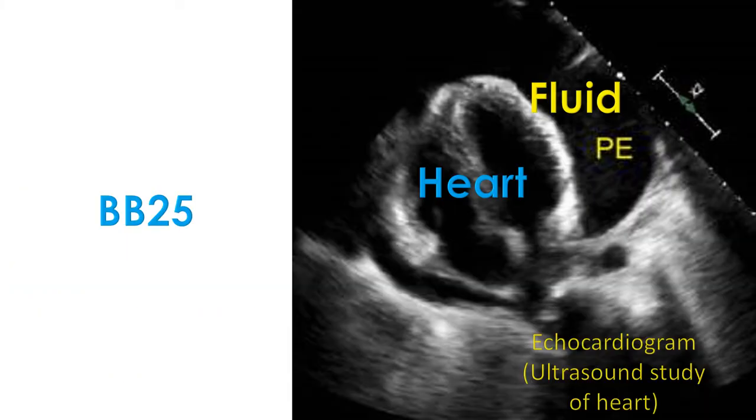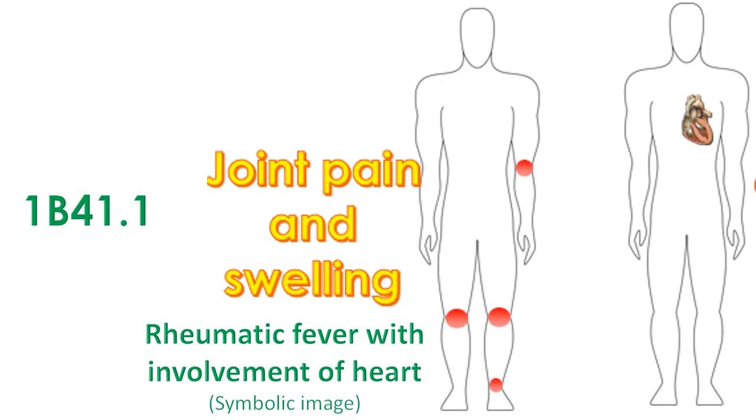BB01.2. Inflammation of the covering of the heart, known as pericarditis, is coded BB20 when it is acute. BB20.0 codes for pericarditis due to infections. Chronic rheumatic pericarditis is coded BB21. The code for collection of fluid in the pericardial cavity between the layers of the covering of the heart is BB25.